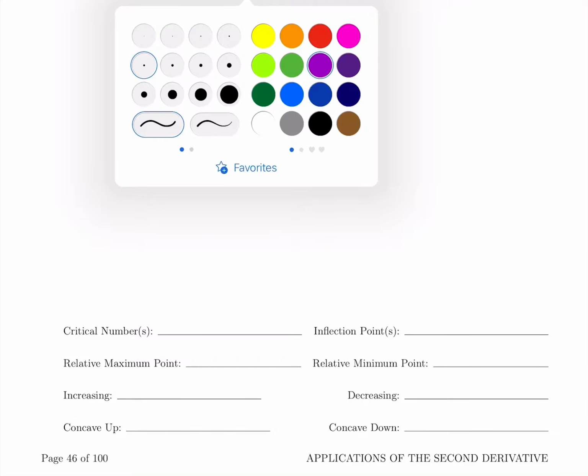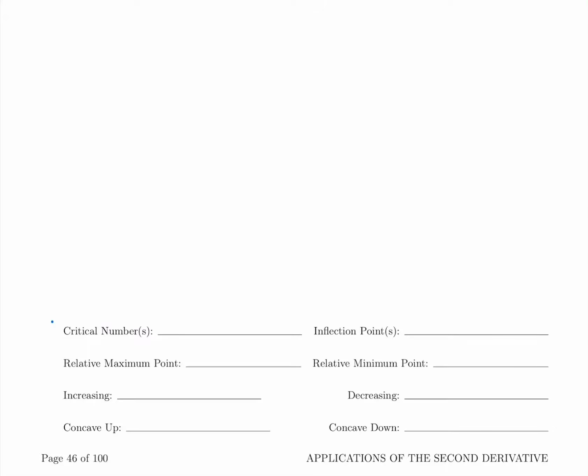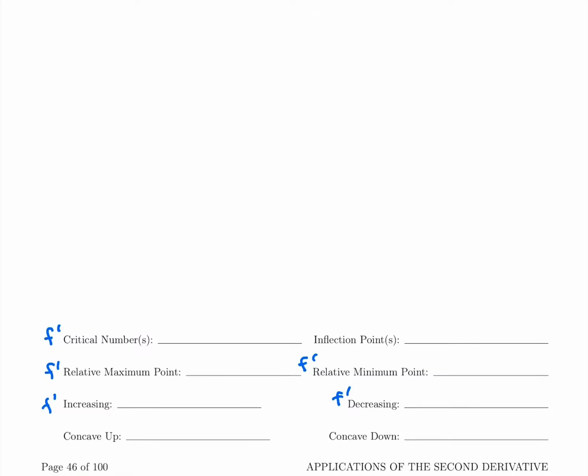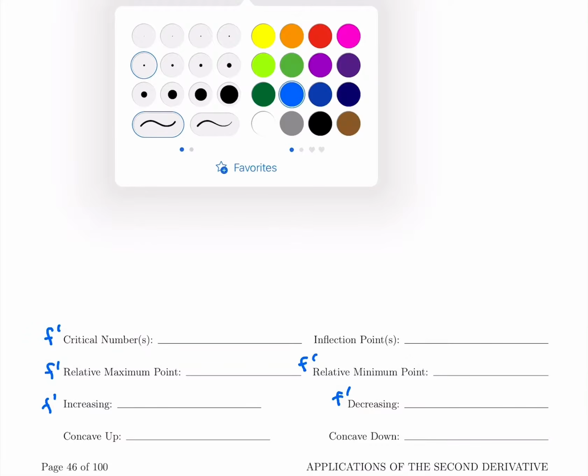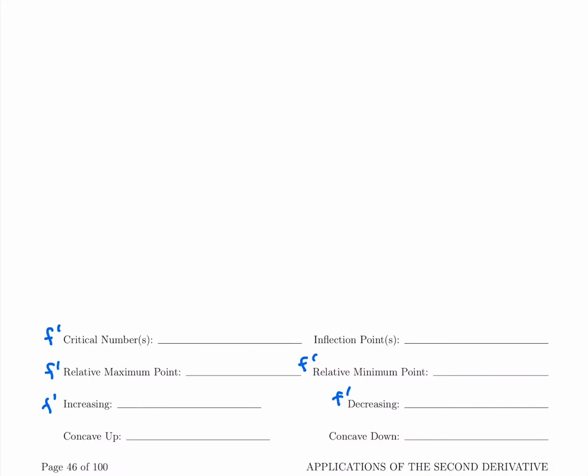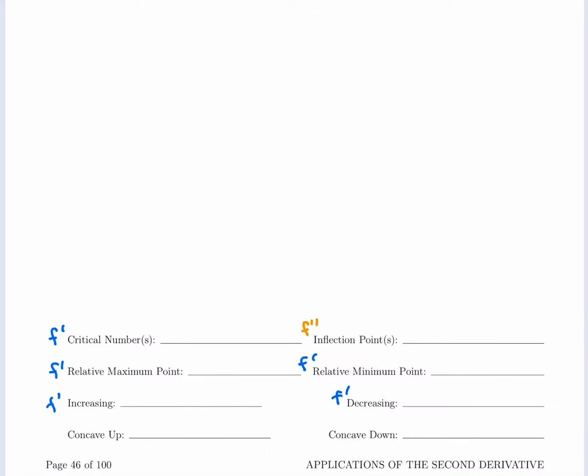So from the first derivative is critical numbers. What else? Relative max, relative min, increasing, decreasing, all coming from our first derivative. Everything else is the second derivative, so inflection points, concave up and concave down.